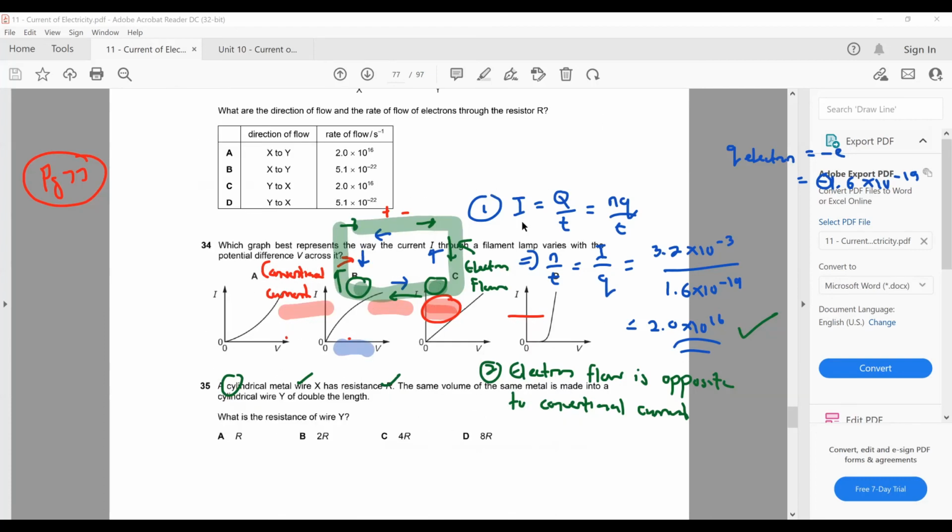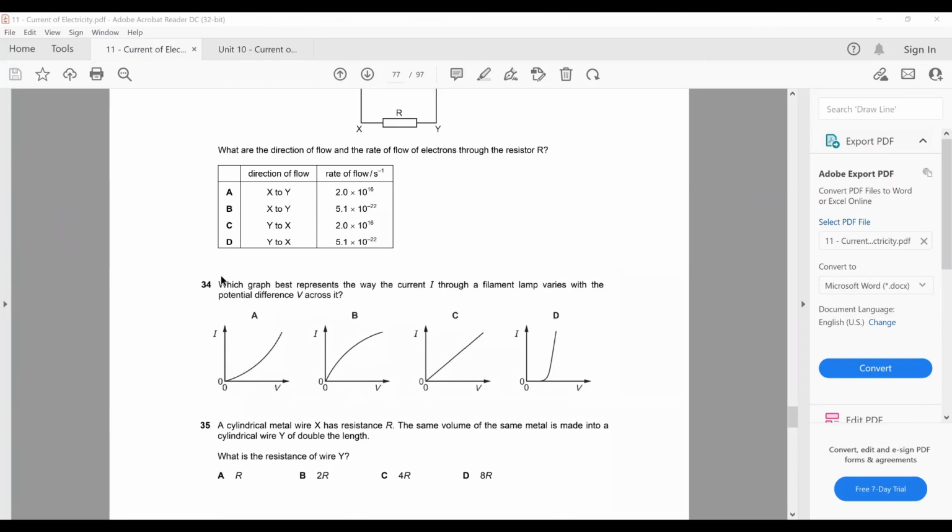Okay, so this one is all right. Then after that, I'll just clear off this one. All right. Okay, now which graph best represents the way current through a filament lamp varies with the potential difference V through it?